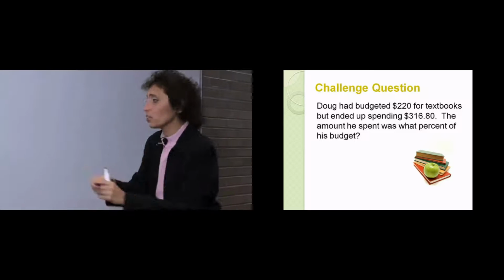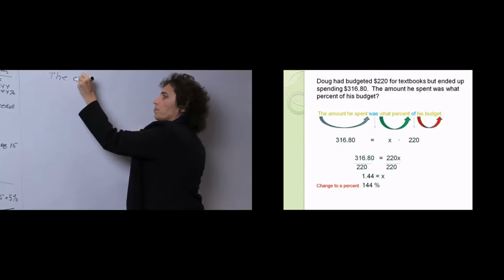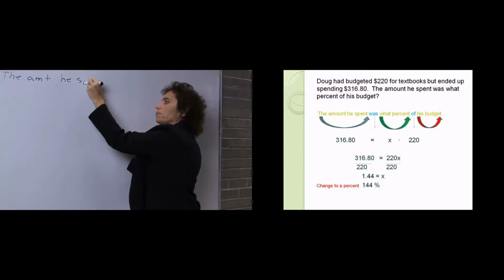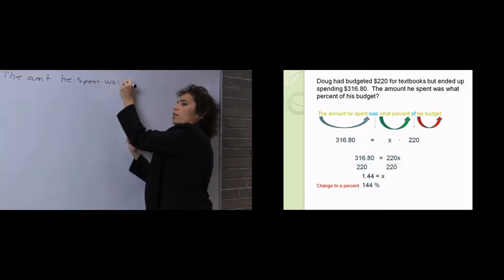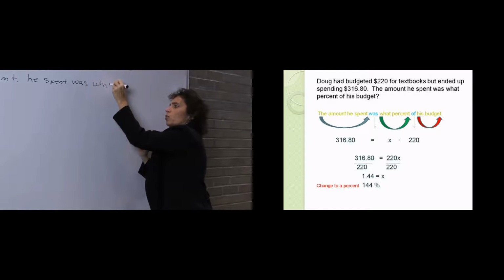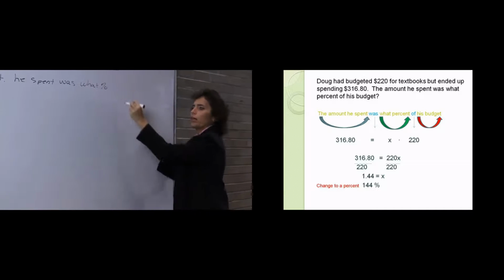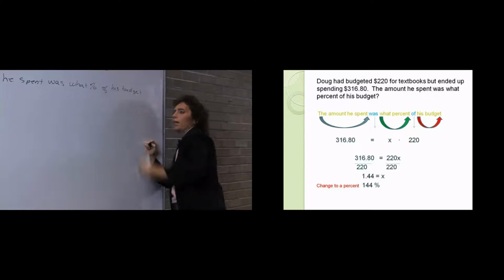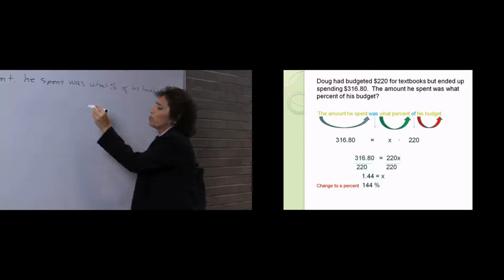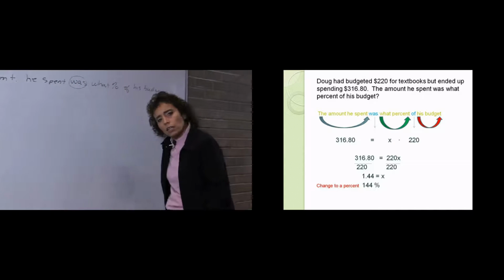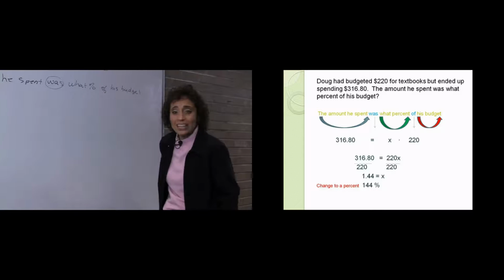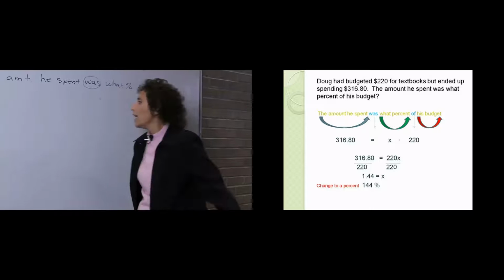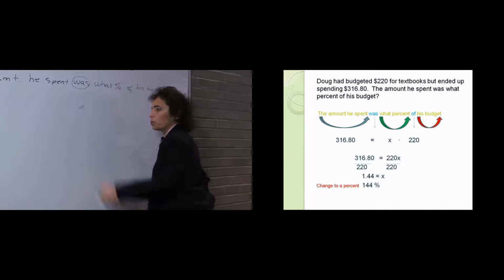The question really says the amount, I'm going to use AMT for amount, the amount he spent was what percent of his budget? Well, this is the first really big keyword, was. That's really an equals, just like is. It's one of the to be verbs. So we're going to put an equal sign there.